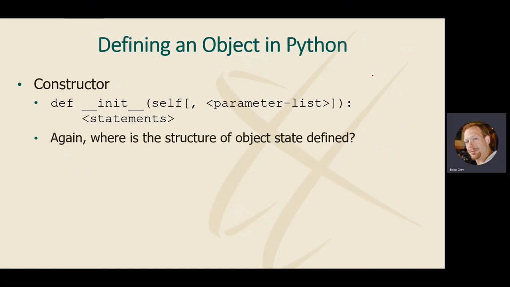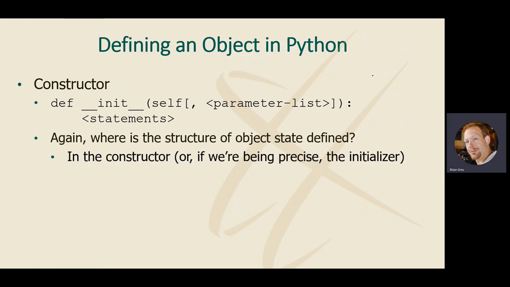But then the question becomes, where is the structure of the object, of the state of the object defined? And the answer is in the constructor. Remember, this is what's allocating memory and initializing the internal structure of the object. So it goes in the constructor, and for those of you who want to be pedantic, this is technically the initializer. In Python, you'll hear it referred to as both. Okay, so I might call this the constructor or the initializer. For our purposes, it's the same thing. They're technically different things. But for our purposes, this is the constructor.